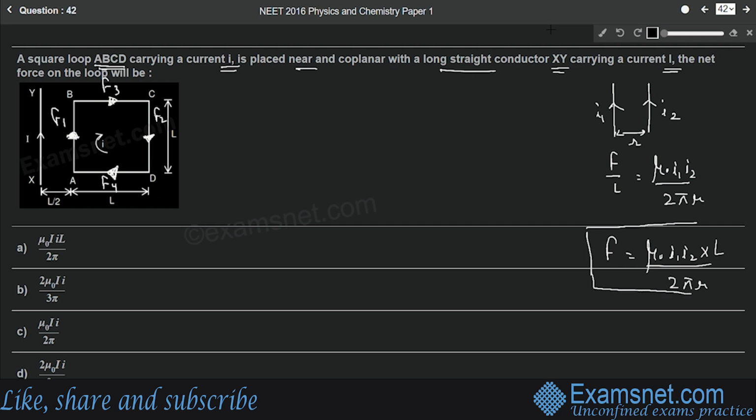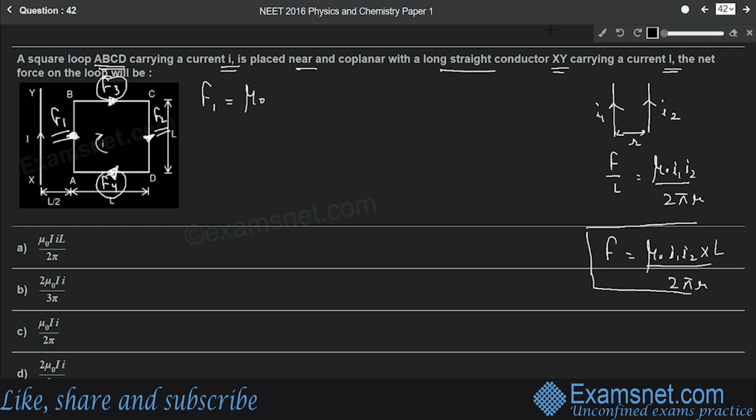Now here you have to keep one thing in mind, that F3 and F4 will become 0. Why? Because the angle between the straight conductor XY and these two sides will be 90 degrees. So these two forces will be 0. That means only F1 and F2 will be considered. So let's find out F1 and F2.